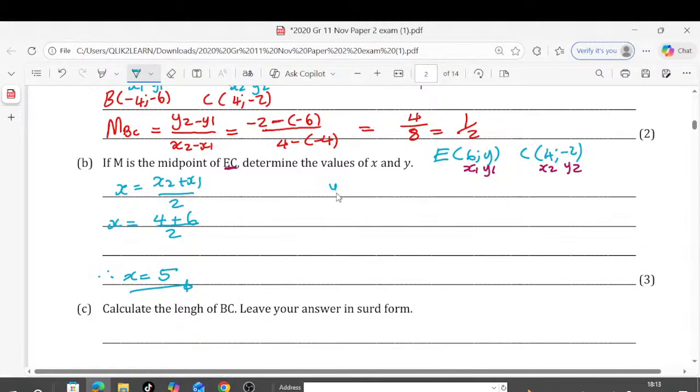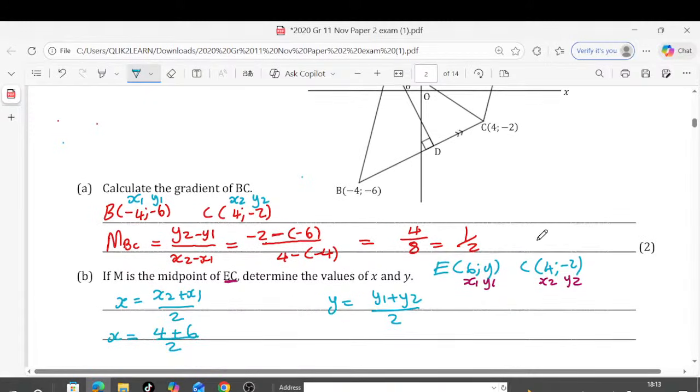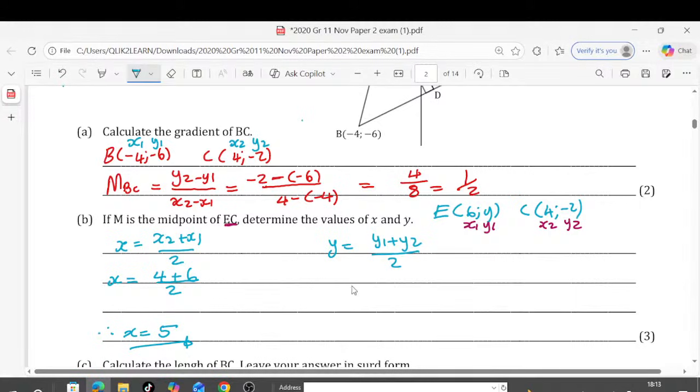Then to find the Y coordinate, we use the formula that says Y1 plus Y2, everything divided by 2. Now look at this. What is the Y value of M? What is the midpoint? The midpoint is 2. So this tells me that where there's Y, we need to substitute 2, because if we add them, we find the midpoint, we get an answer of 2.